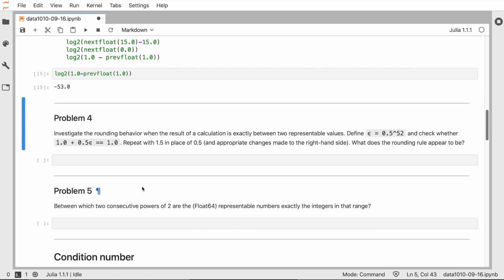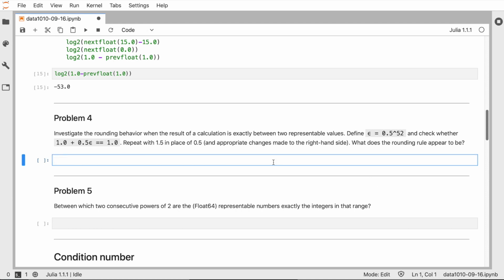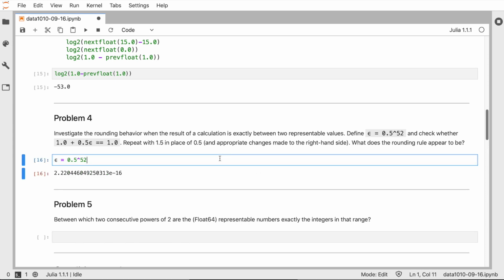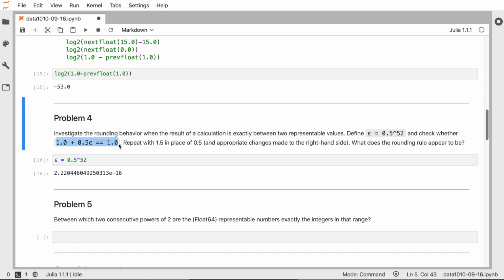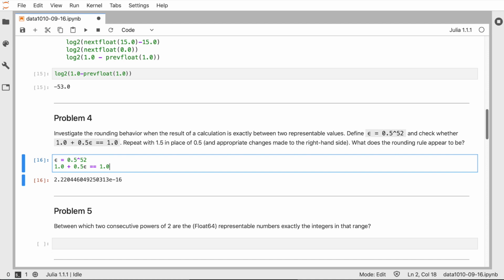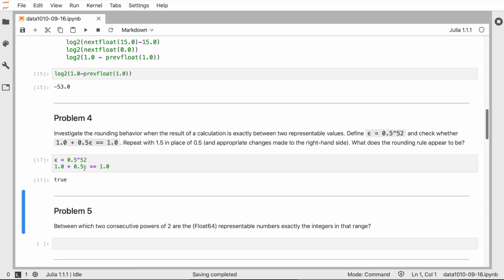So Float64 arithmetic works by performing the arithmetic operation and then rounding to the nearest number. However, you can be exactly halfway between 2 tick marks, and you have to decide which one to go to. And there's a standard rule for this, and we're just going to investigate that rule here rather than just being told what the rule is. So we define epsilon to be 0.5 to the 52. So this is 1 tick spacing in the interval from 1 to 2. Then we can check if we add exactly half a tick spacing, do we come back down to 1 or do we go up to the next tick? And we come back down to 1.